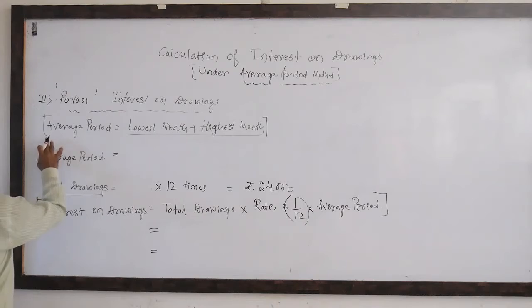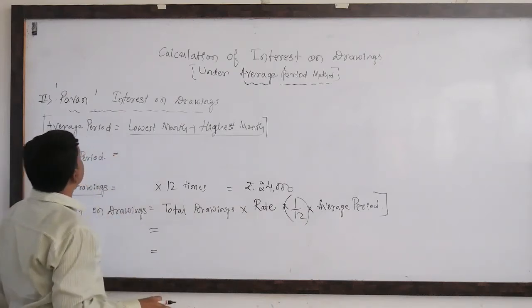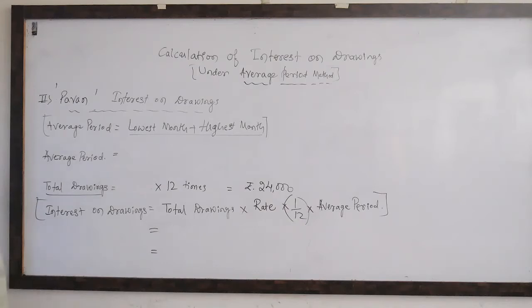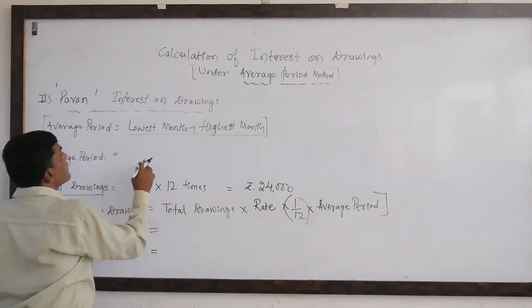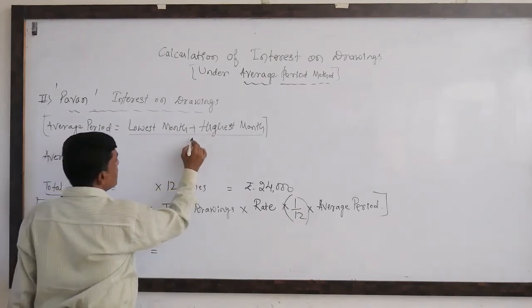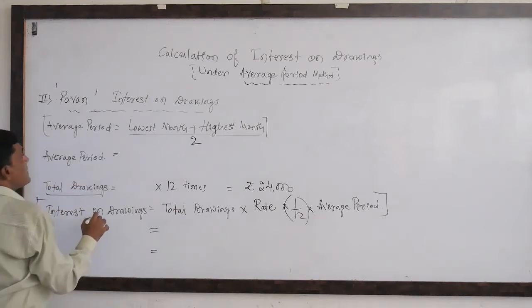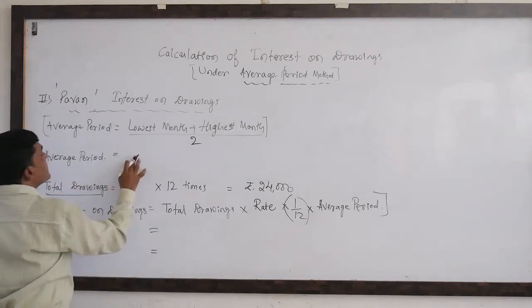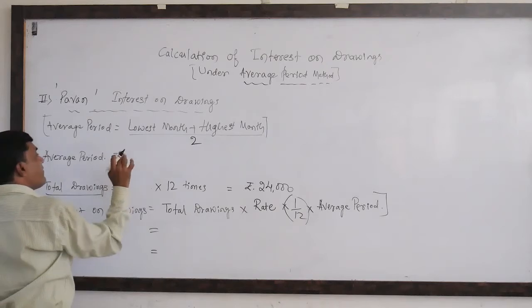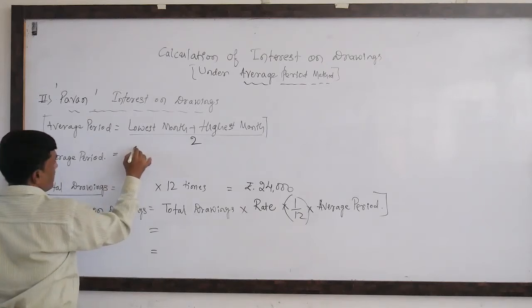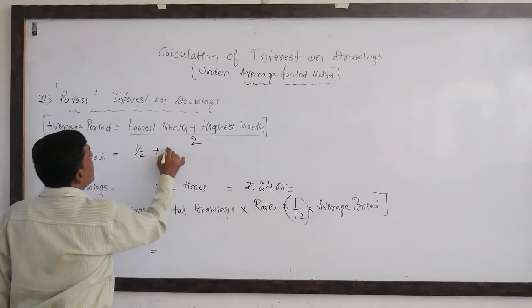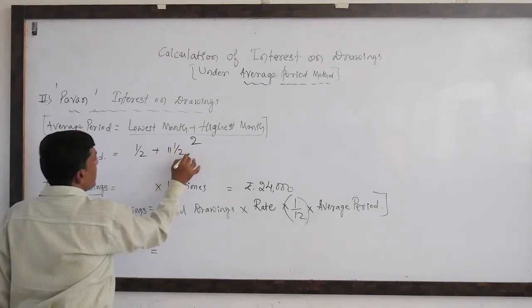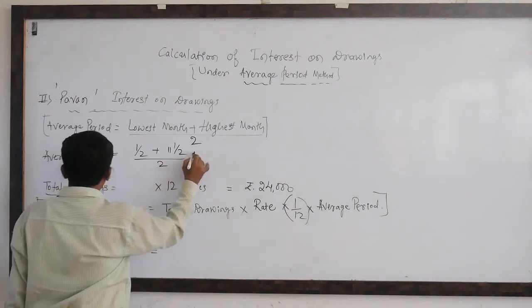Before that we have to calculate the average period on the basis of his drawings made on that particular date. So he has made his drawings at the middle of every month. That is the reason: lowest month plus highest month divided by 2. Middle of every month means the first month is considerable only half month. So the highest month will be 11 and a half, whole divided by 2.